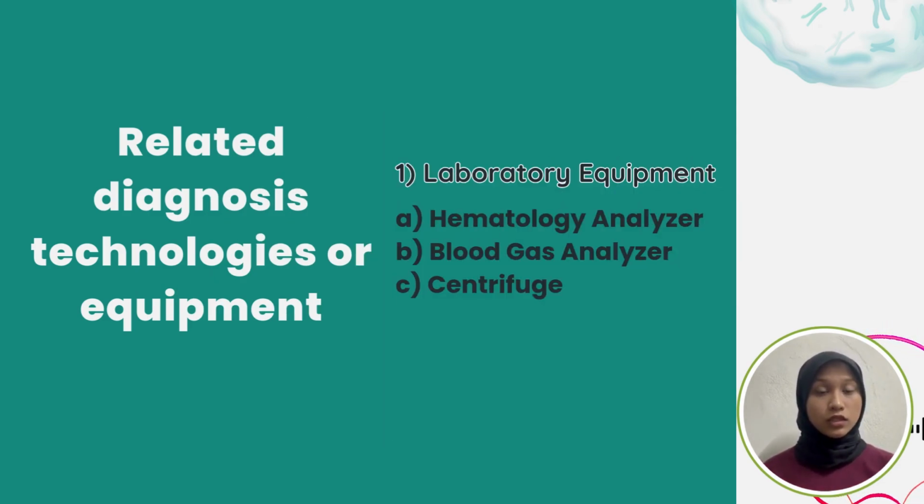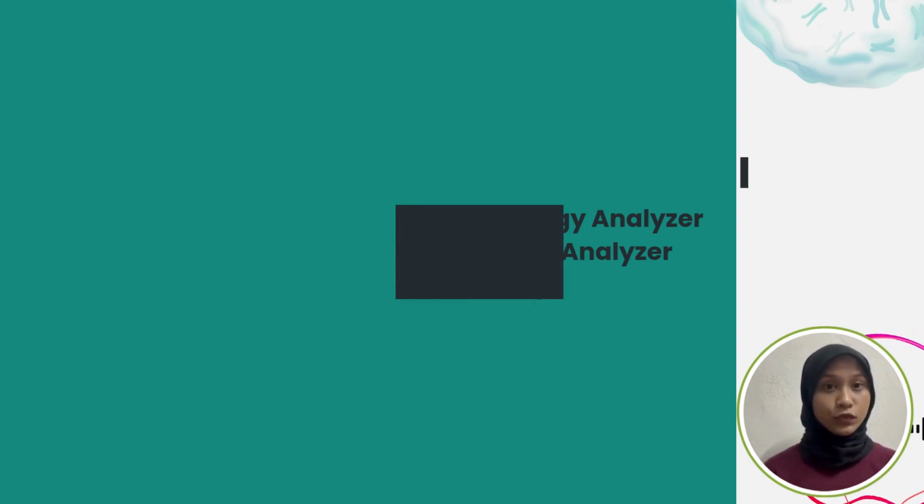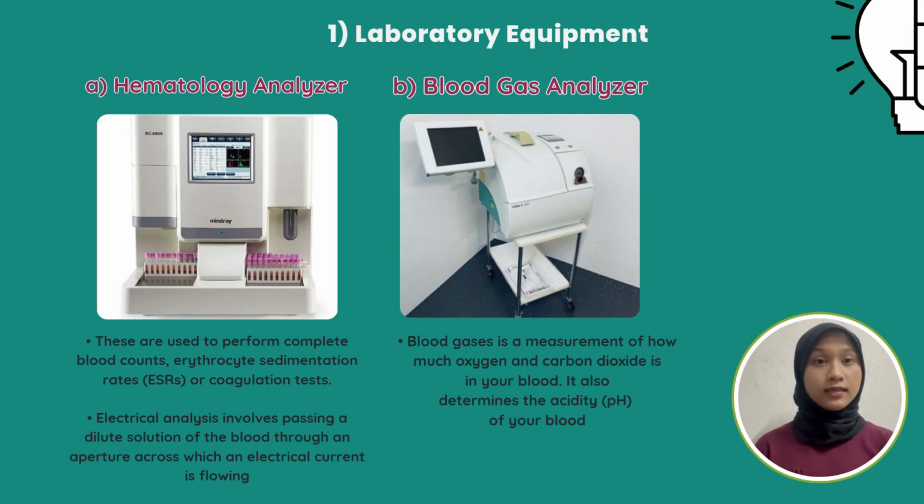Related diagnosis technologies or equipment for measuring blood. We have one method, which is laboratory equipment, divided into three. The first one is the hematology analyzer, second the blood gas analyzer, and the third is the centrifuge. The first one is the hematology analyzer. What is the hematology analyzer used for? These are used to perform complete blood counts, erythrocyte sedimentation rates, which is ESR, or coagulation tests. Electrical analysis involves passing a dilute solution of the blood through an aperture across which an electrical current is flowing.